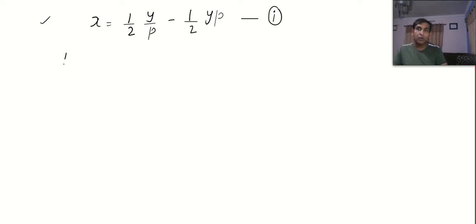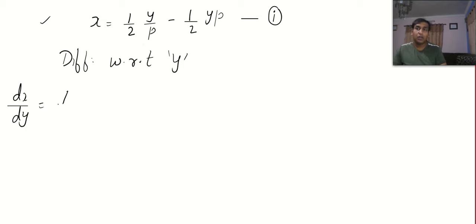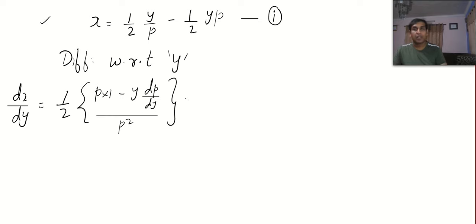Now what should we do? If you solve for x, differentiate with respect to y. So we get dx by dy is equal to 1 by 2 into, we have to apply u by v rule. Denominator, derivative of numerator minus numerator, derivative of denominator, the whole divided by p squared, minus 1 by 2 into, you can apply product rule.